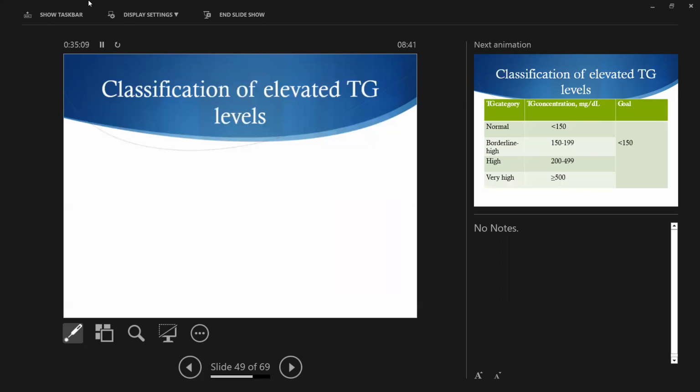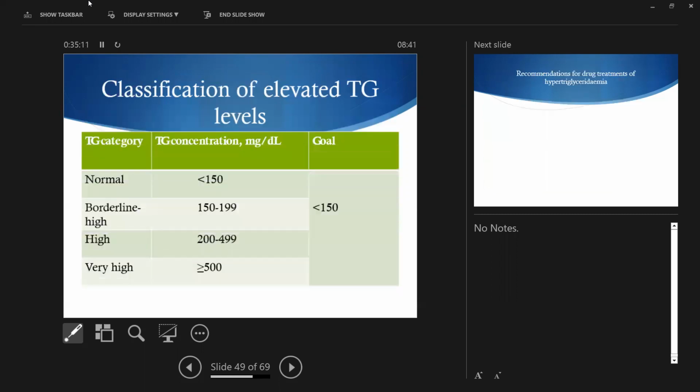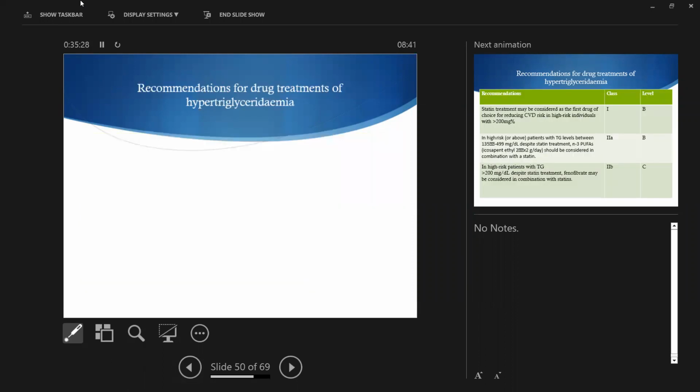Then about triglycerides, the normal, accepted level is less than 150. Borderline high is 150 to 199, high is 200 to 499, and very high is more than 500. With these very high levels, the main risk, more than cardiovascular disease, is acute pancreatitis. That's the main risk.